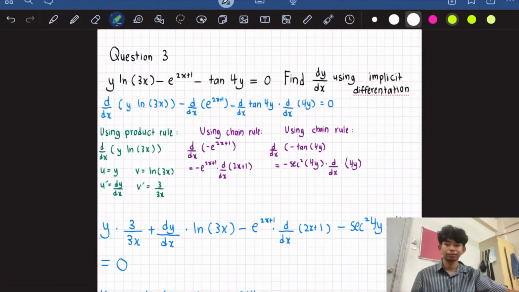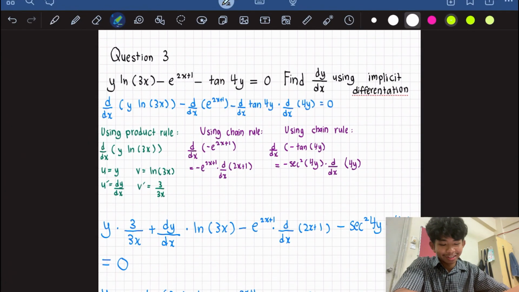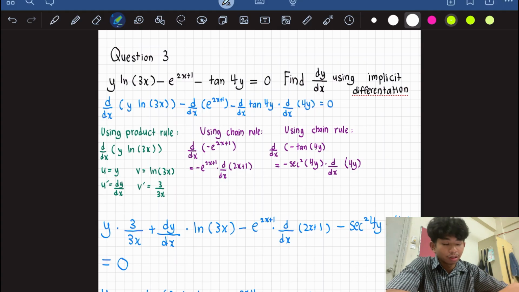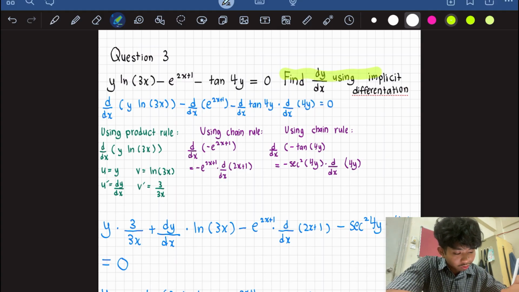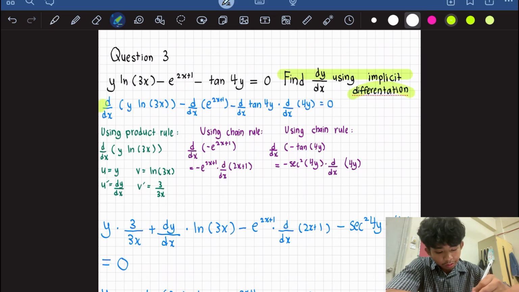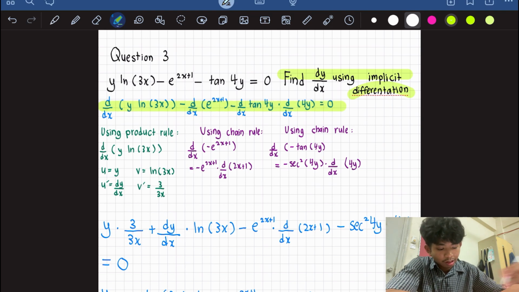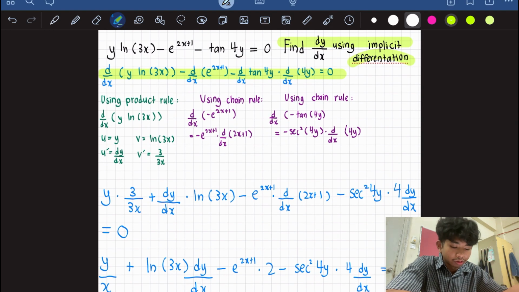So what's up guys? So we're gonna do question 3. Question 3 is y ln 3x minus e power of 2x plus 1 minus tan 4y equals 0. So what we need to do is find dy/dx using implicit differentiation. So the first step, we need to differentiate all of the equation using d/dx. We use two rules here, which is product rule and chain rule.